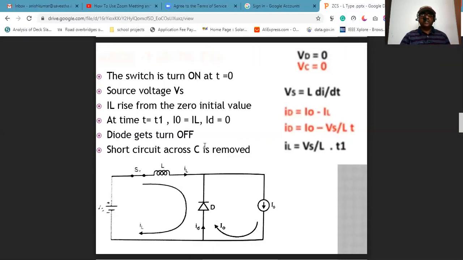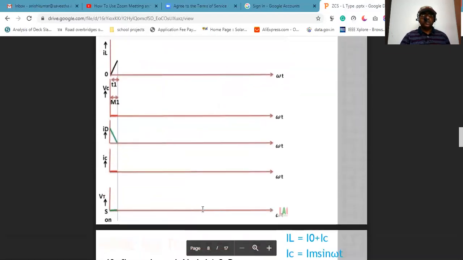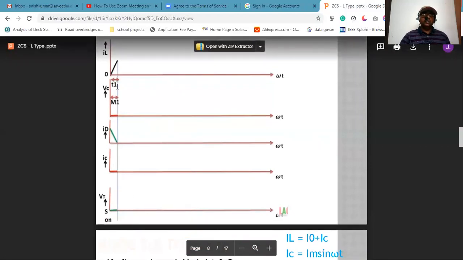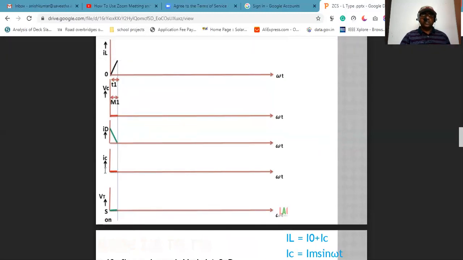Short circuit across C is removed. So now the short circuit across the capacitor is removed. So what happens? The capacitor will be connected at the end of time T1. Next, this is the waveform for mode 1. The capacitor is not connected, so voltage is 0. Capacitor current is also 0. The switch is open, so the voltage across the switch is 0.